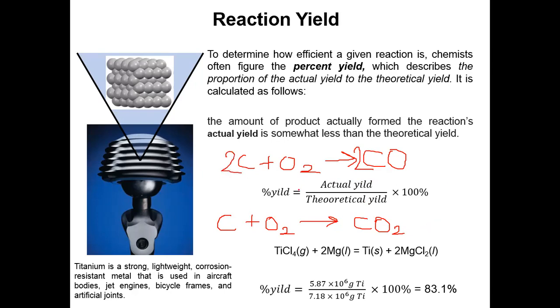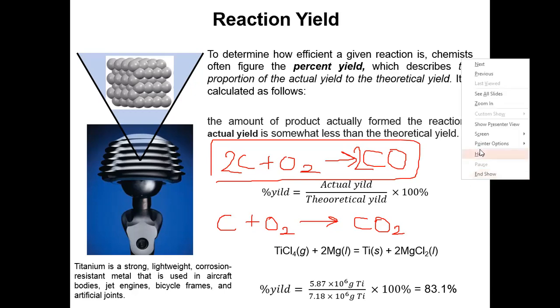Now, can you tell me, according to this reaction, how many moles of carbon are used, how many moles of oxygen are used, and how many moles of carbon monoxide are produced? 2 moles of carbon and 1 mole of O2. Exactly. So we have 2 moles of carbon, 1 mole of oxygen, and 2 moles of carbon monoxide. This is the reaction in terms of moles, right?